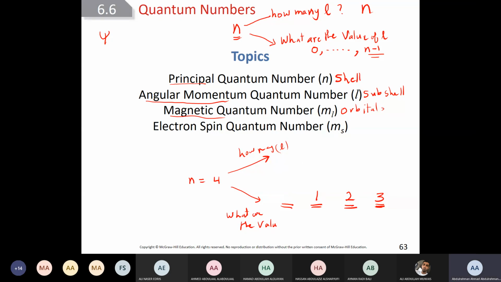Let's change this. I'll take all of this away and do it for something else. Let's say that n is equal only to 2. Then how many solutions? 2. Always keep this in mind. What are the solutions? 0 and 1. The last digit is equal to what? N minus 1. I hope this is clear for everybody.